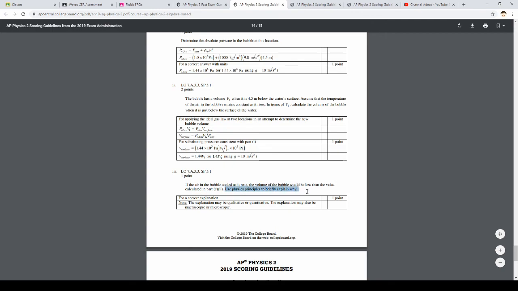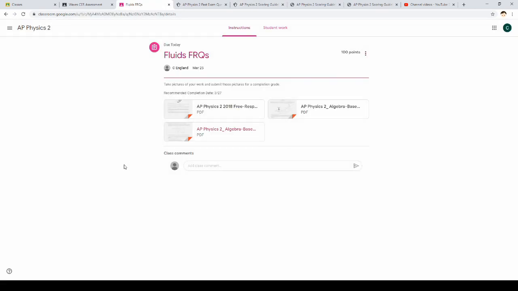So sometimes breaking down how many points you think each part would be worth can help you gauge how much time you should spend on each part. And that's going to do it for this fluids FRQ analysis. If you've got any questions, please be sure to let me know.